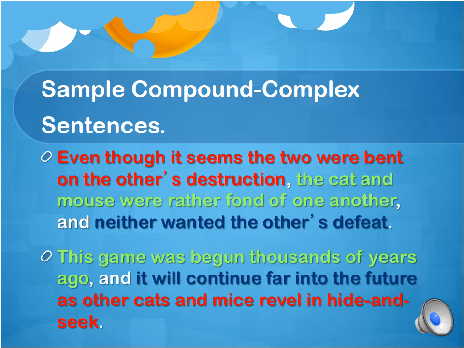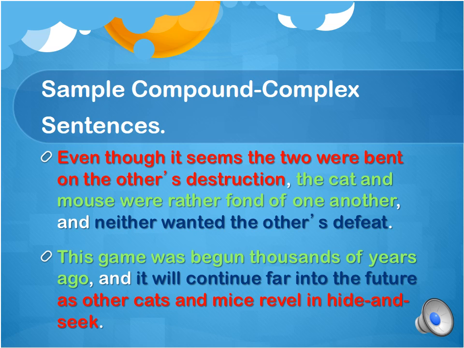Our first sentence starts off with a dependent clause. So we have, even though it seems that the two are bent on the other's destruction, we need to put a comma because it is coming before an independent clause. The cat and the mouse were rather fond of one another. We need to put another comma followed by a conjunction because we're adding on another independent clause. So neither wanted the other's defeat.